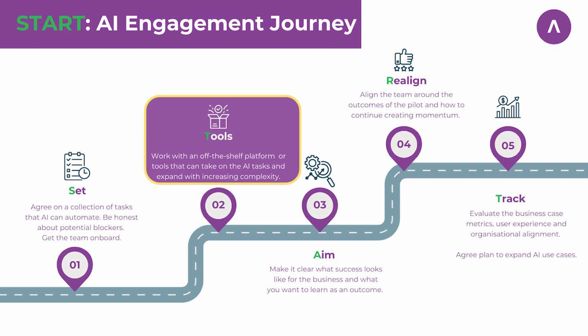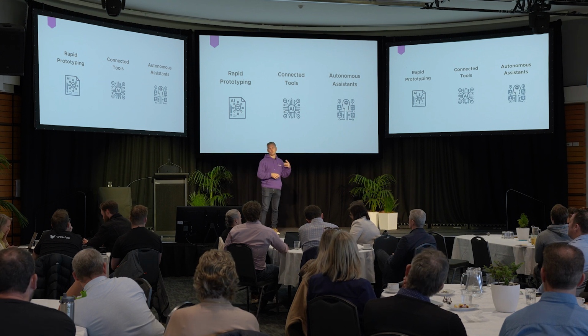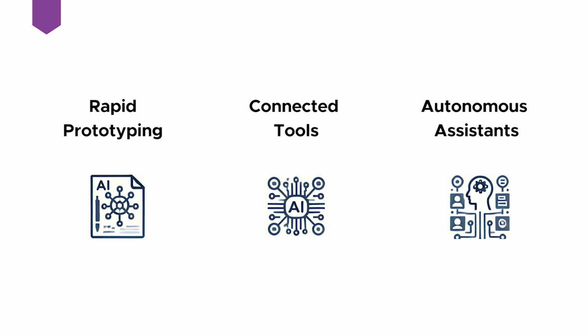I'm going to roll through 3 different stages of the journey. I'm going to show you a platform for rapid prototyping, and then how to have some of those tools connected to your data and operating in your business, and then give you an example of one of the autonomous AI assistants that we've got.